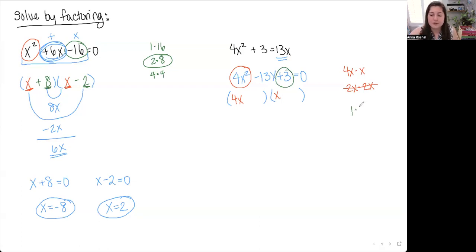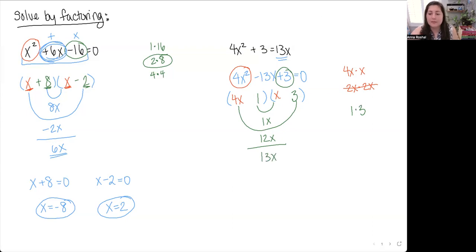So for 3, I know it's just 1 and 3. There's no real other factors going on. So I'm going to try +1, +3. Let's see what happens. I'm going to go in, I'm going to do the inner. That's 1 times x is 1x. 4 times 3 is 12x. And when I add these two together, I get 13x.